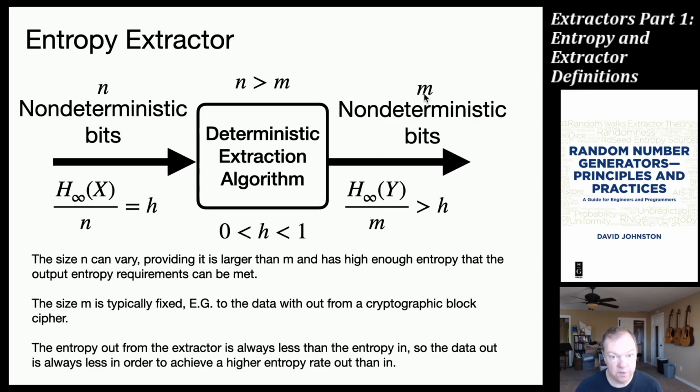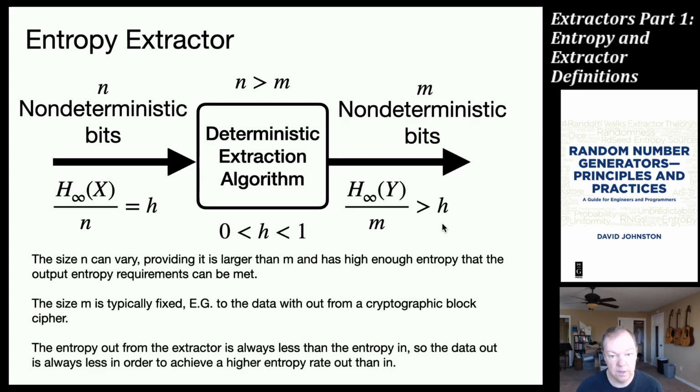Now, m is usually fixed. So if we're using, say, an AES CBC MAC extractor, which is a standardized extractor, the output of AES is always 128 bits. The input can be as long as you like. And in fact, if you have more input, you get a better result at the output, up to some saturating limit. So you can think of this as a compression function or a distillation function, which is what we'll look at next. So we're not creating any more entropy. We are just squishing it so it's more concentrated in the output.